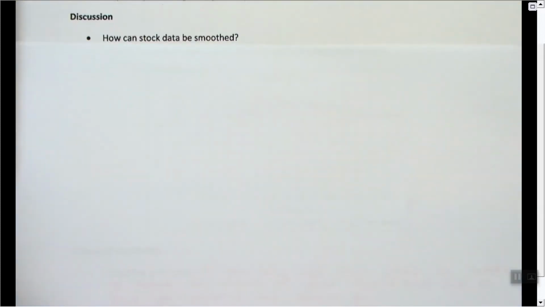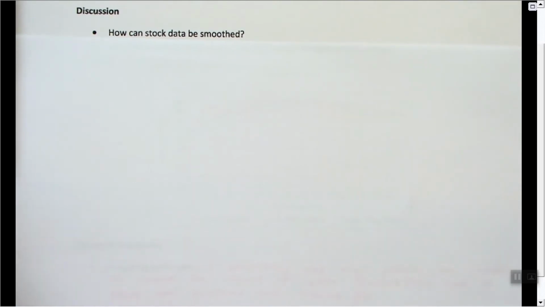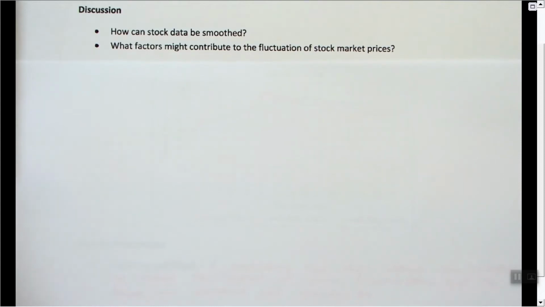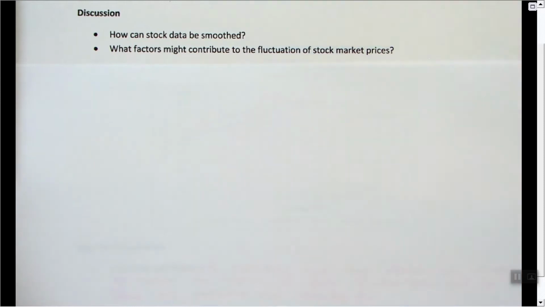So the first thing to look at is how can stock data be smoothed? What does it mean to be smoothed? And the second is what factors might contribute to the fluctuation in stock market prices. It could be announcing a new product, or it could be just generally how the environment or the government, or there's lots of things that can affect stock prices going up or down.